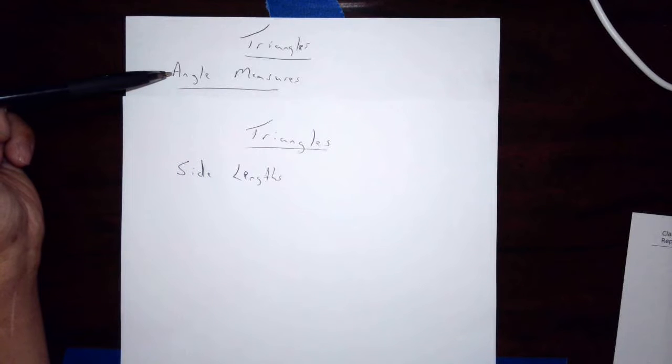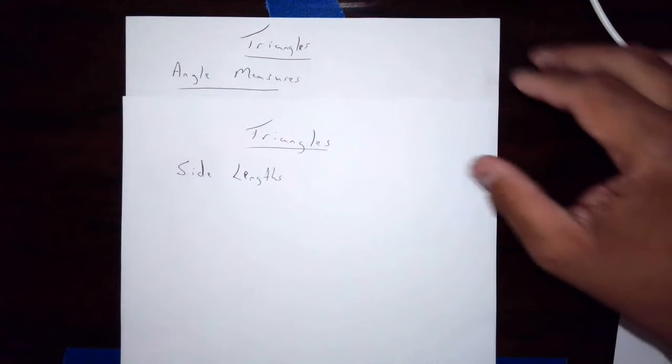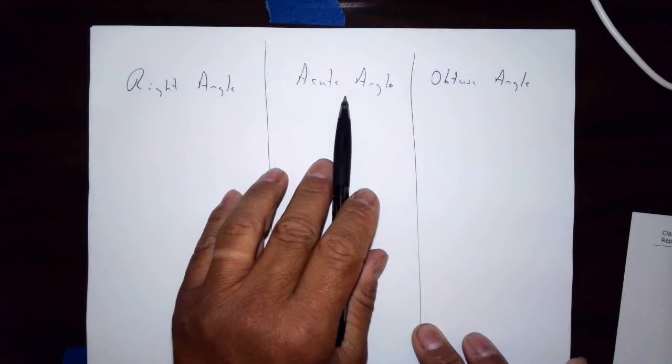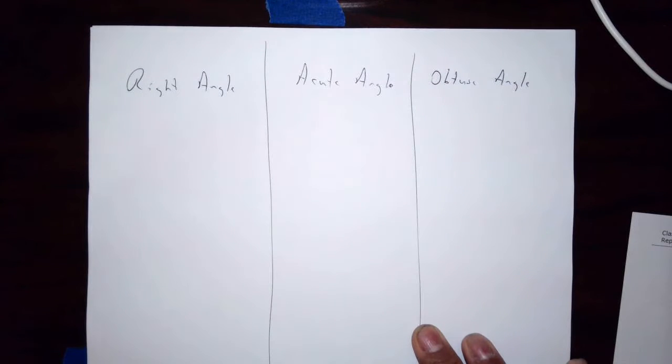We're going to be naming our triangles. There's two ways to name triangles, either by angle measures or side lengths. The first one we're going to be doing is based on angle measures. You have right angles, acute angles, and obtuse angles.